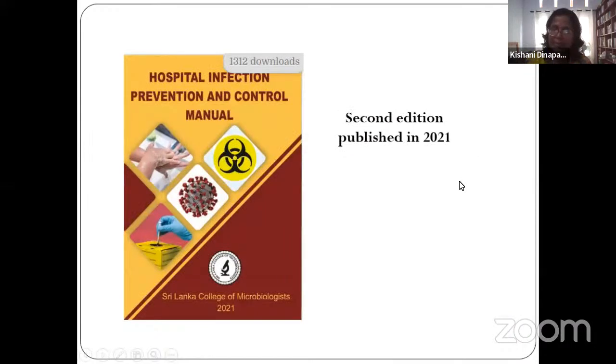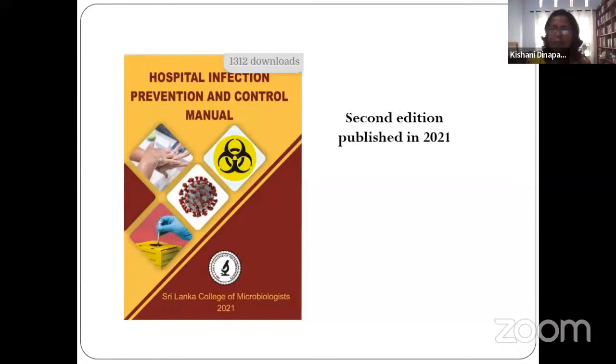So this is the Hospital Infection Prevention Control Manual. This is the second edition, published in 2021, and it is available in every hospital, I think, because the Sri Lanka College of Microbiologists, under the guidance of Dr. Geetika Patabendge, the consultant microbiologist in NHSL, who was the president at the time, took pains to distribute this infection prevention control manual to each hospital, and most of the units were equipped with this manual.